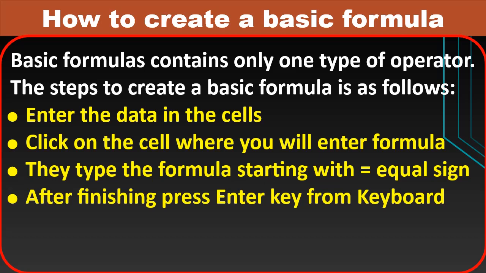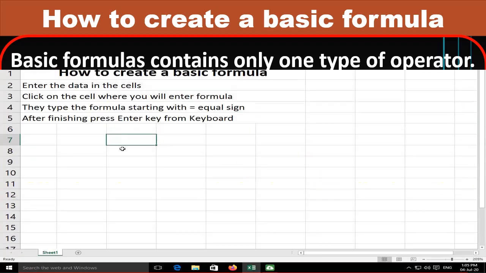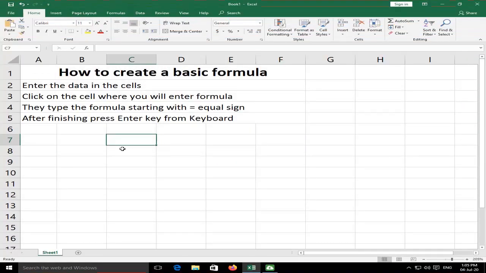Then what are the steps to create a basic formula? First, enter the data in the cells. Then click on the cell where you will enter the formula. Then type the formula starting with equal sign. Then after finishing, press enter key from keyboard. Now see how to create a basic formula. First step is enter the data in the cells.